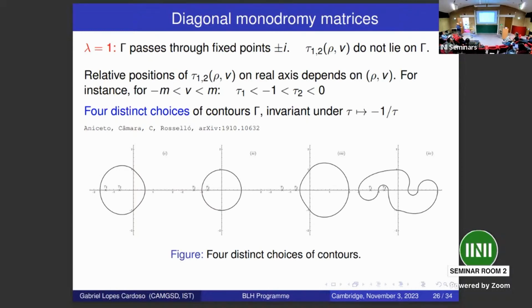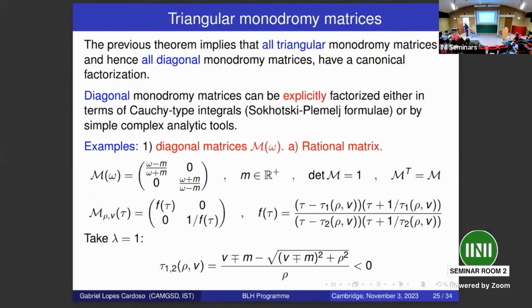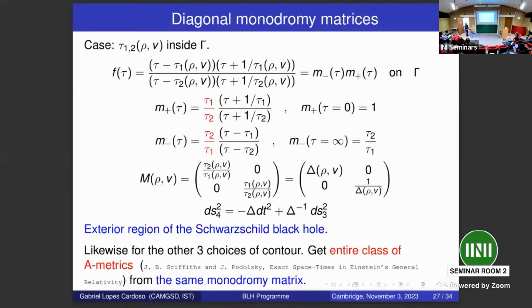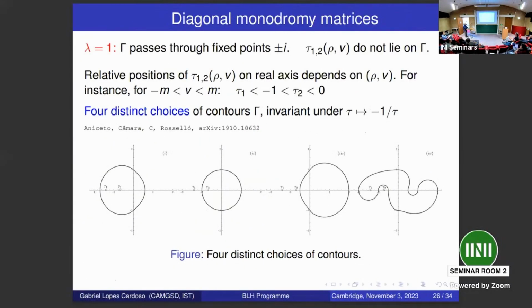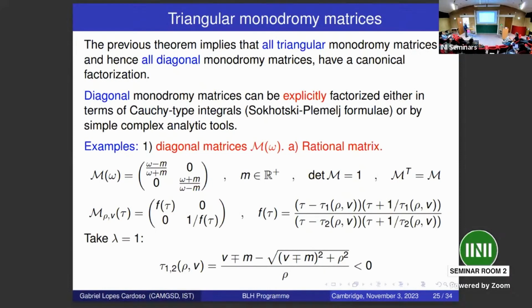Pick one of such choices, do your factorization. What you will find is that you will get 4 distinct classes of solutions, all coming out of one and the same monodromy matrix. So for instance, let's pick this case here where tau 1 and tau 2 are inside the contour. You want to factorize f into a product, f minus and f plus, such that f minus is analytic and bounded outside, and so is its inverse, and f plus is analytic and bounded inside, and so is its inverse.